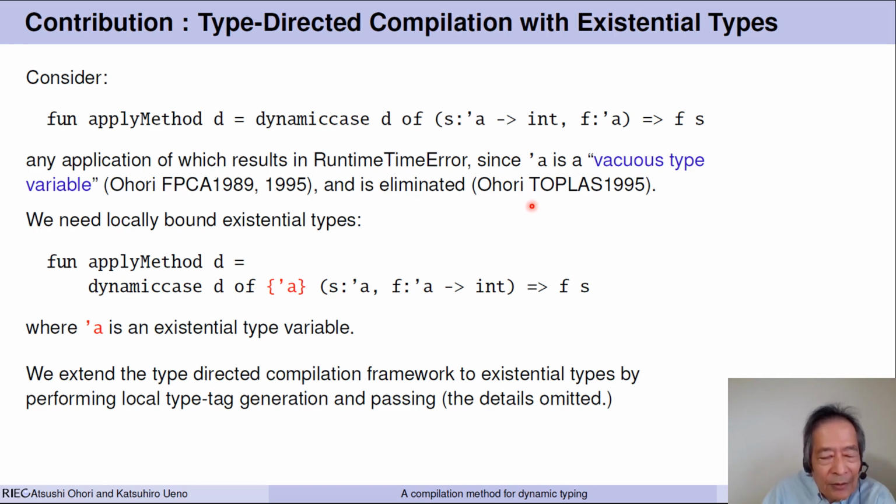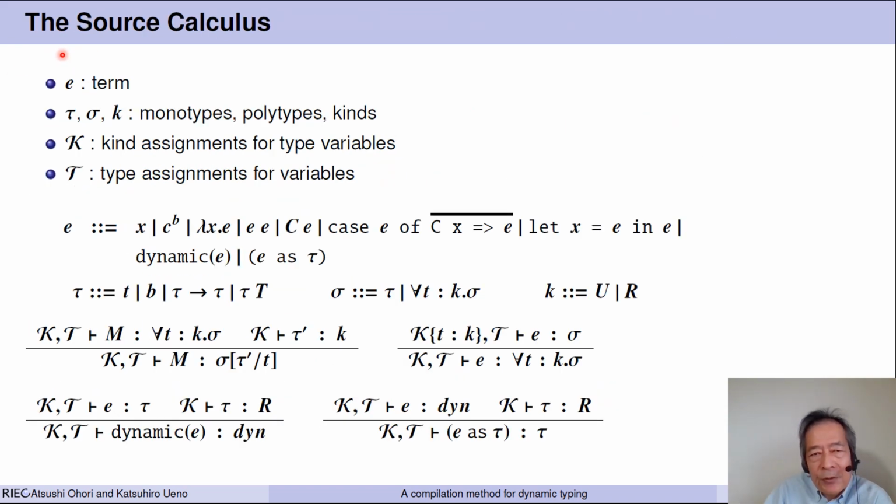therefore eliminated during compilation. In order to do the intended job, we need locally bound existential types, by introducing an existential type variable in this phrase, in this scope. So we extend the type-directed compilation framework to existential types by performing local type tag generation and passing. We now quickly go through the development.